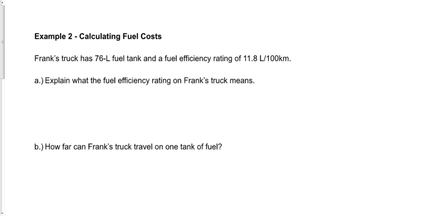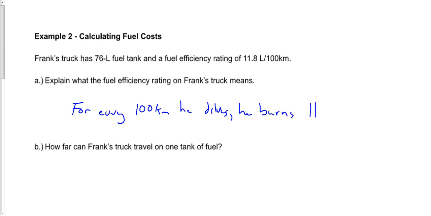Next thing we'll take a look at is calculating fuel cost. Let's say that Frank's truck has a 76-liter fuel tank and a fuel efficiency rating of 11.8 liters per 100 kilometers. So what does that fuel efficiency rating actually mean? Well, for every 100 kilometers that he drives, he burns 11.8 liters of gas, or fuel, or diesel, or whatever it happens to be.